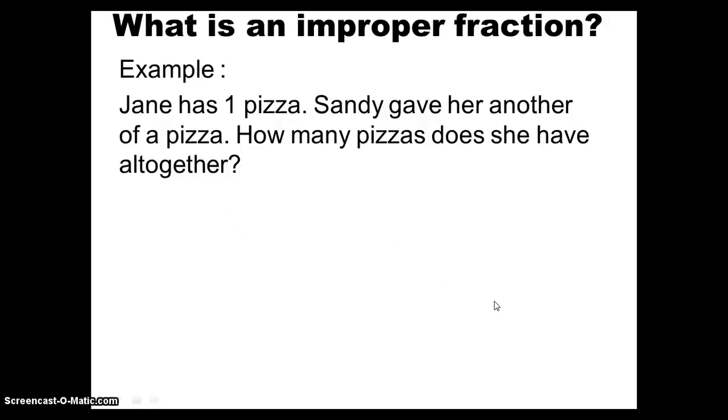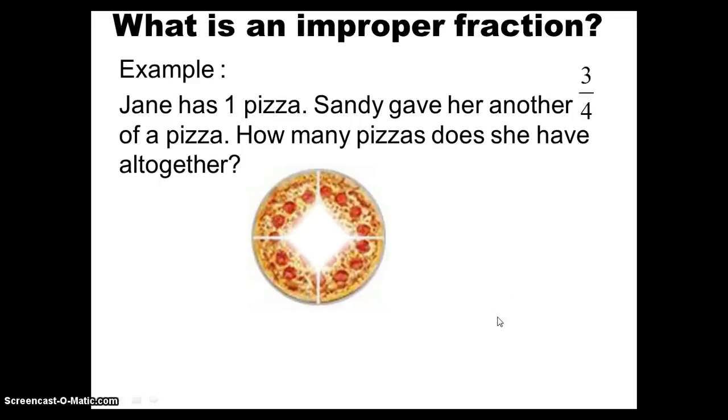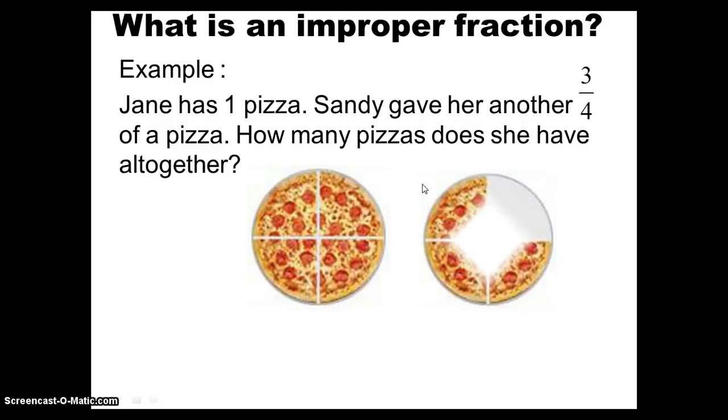Now, so what exactly is an improper fraction? Let's take a look at this example. Jane has one pizza. Sandy gave her another 3/4 of a pizza. How many pizzas does she have altogether? Okay, so this is the pizza that Jane has, one of them, and Sandy gave her another 3/4 of a pizza. So this picture shows you 3/4 of a pizza.